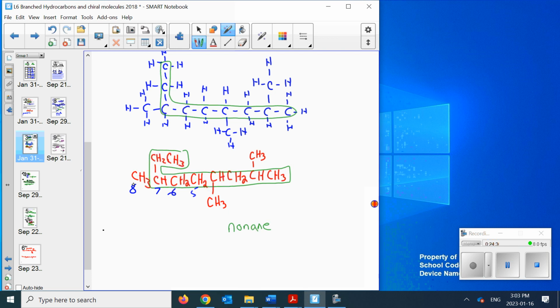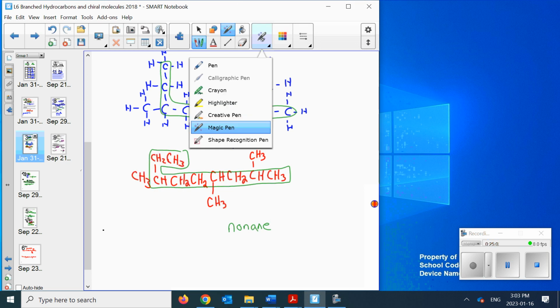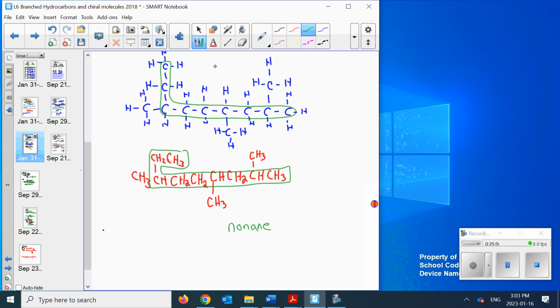You have to say where the attachments are, and we want to use the smallest possible number. Okay. I got sidetracked there though. 1, 2, 3, 4, 5, 6, 7. So it's attached to the 7th carbon. So that direction, if I label it, I have smaller numbers. I'm going to go with 2, 4, 7. Try that.